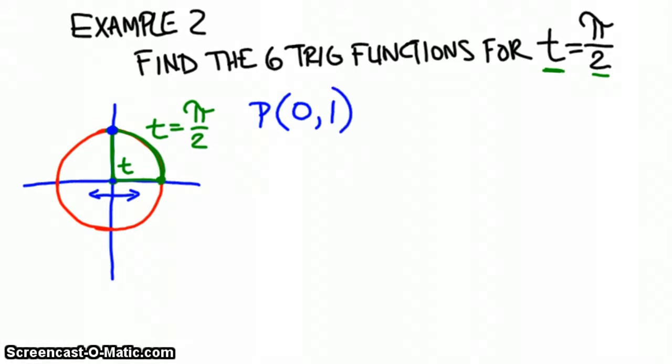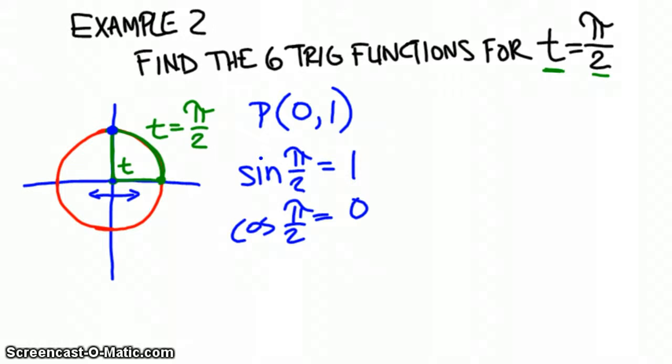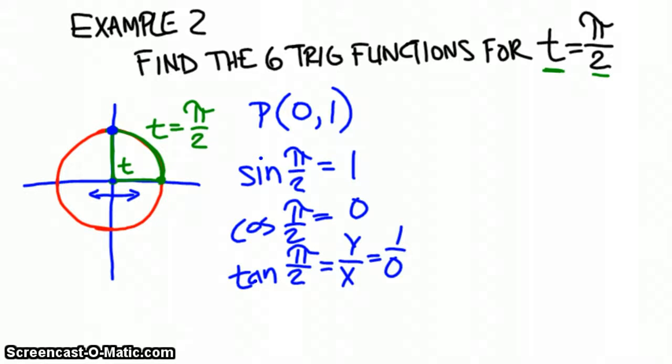So I now can determine sine of pi over 2 is 1, which is my y value. Cosine pi over 2 is my x value, or 0. Tangent pi over 2 is going to be my y value divided by my x value, which in this case is 1 over 0. I cannot divide by 0, so that gives me an undefined value for tangent.